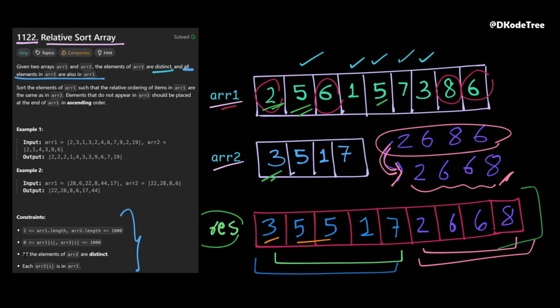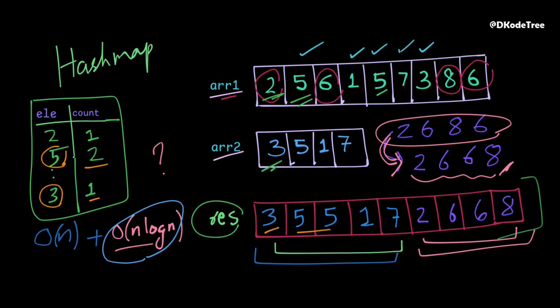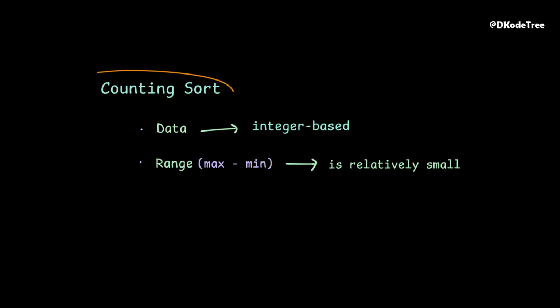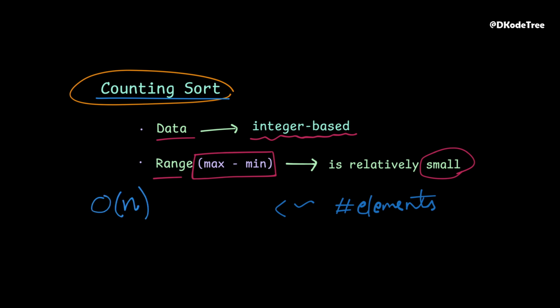If we look closely, the problem constraints mention that every element is between 0 and 1000. This means the number of distinct elements is small and fixed. So instead of using a comparison based sort, we can simply use counting sort, which is a non-comparison sorting technique. And as a rule of thumb, when your data is integer based and its range is relatively small, meaning the difference between max and min values is less than or roughly proportional to the number of elements, then counting sort is usually a simple and reliable way to achieve linear time complexity.